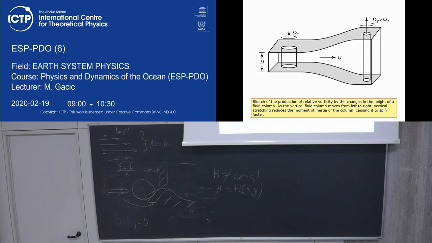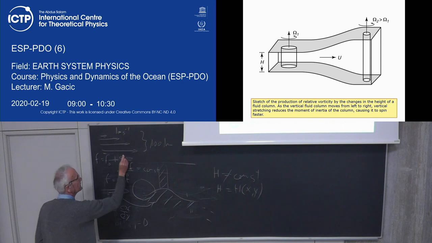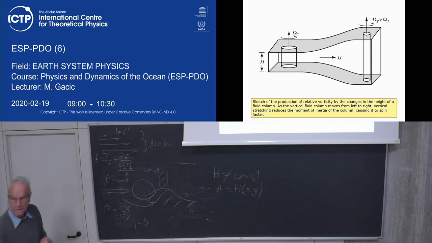Can you distinguish between the two planes, f and beta? Yes. The f plane means f is constant, the Coriolis parameter is constant. Beta is df/dy. So here f is a constant, and on the beta plane, f is equal to f0 plus df/dy times y. Developing in a Taylor series, you keep only the first term. And this is the beta plane, where you cannot assume that f is constant.